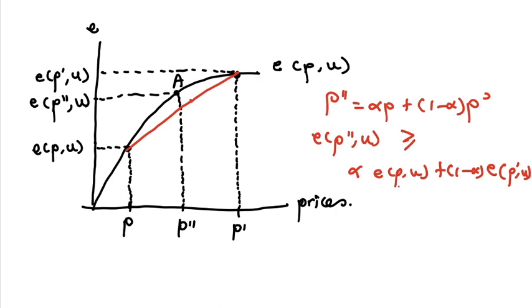So that means the expenditure at P double prime is greater or equal to the combination of expenditure at P and also P prime level. Okay, in this graph, you can see clearly. All right, now how to prove this? To prove this, we need to use mathematics. So this is the proof. Listen to it carefully.